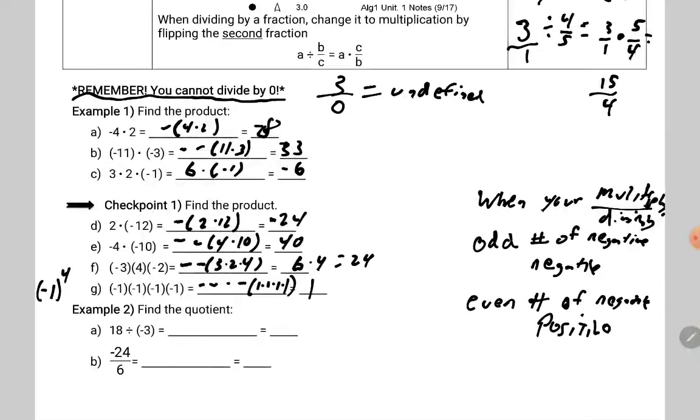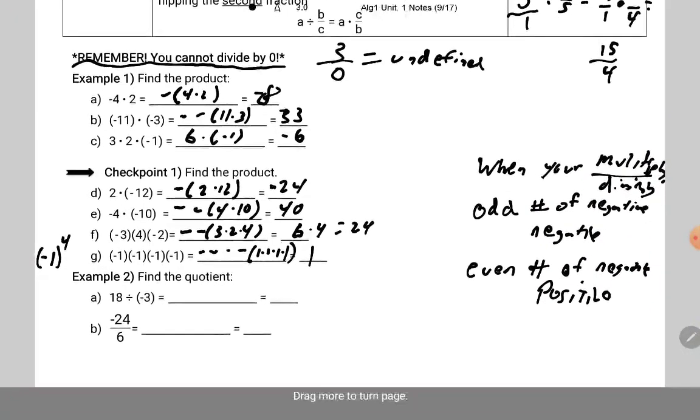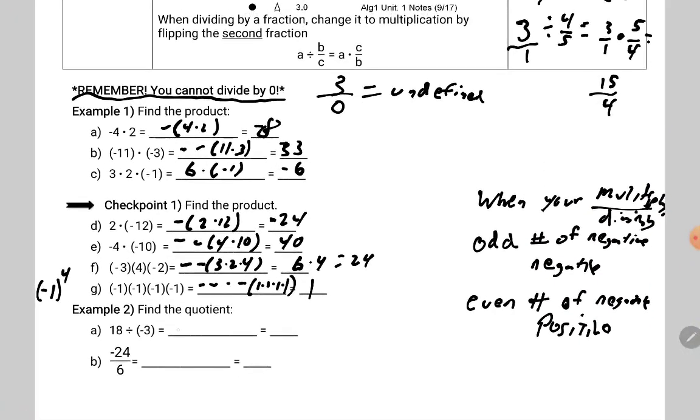All right, 18 divided by negative 3. I'm just going to put the negative outside there, and we're just doing 18 divided by 3. How many times does 3 go into 18? It goes in 6 times, and then we tack on the negative there. Part B, how many times does 6 go into 24? It goes in 4 times, and then there's that negative.